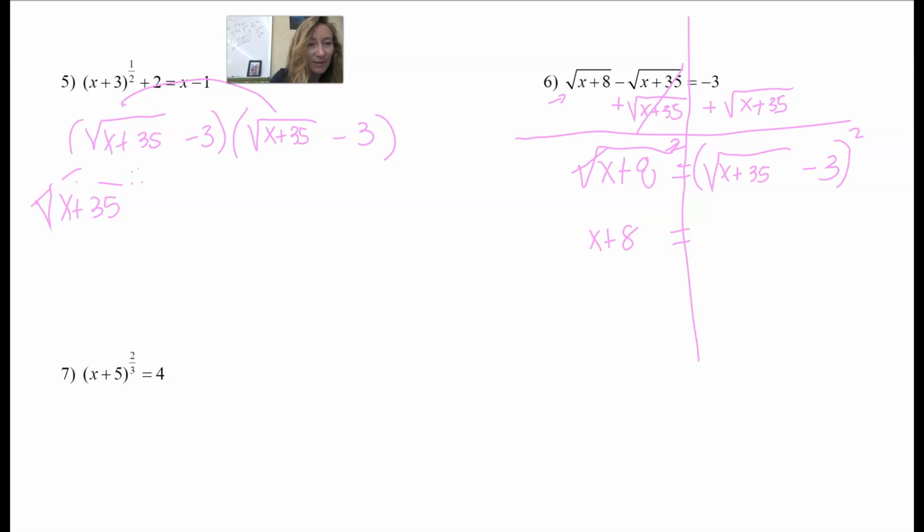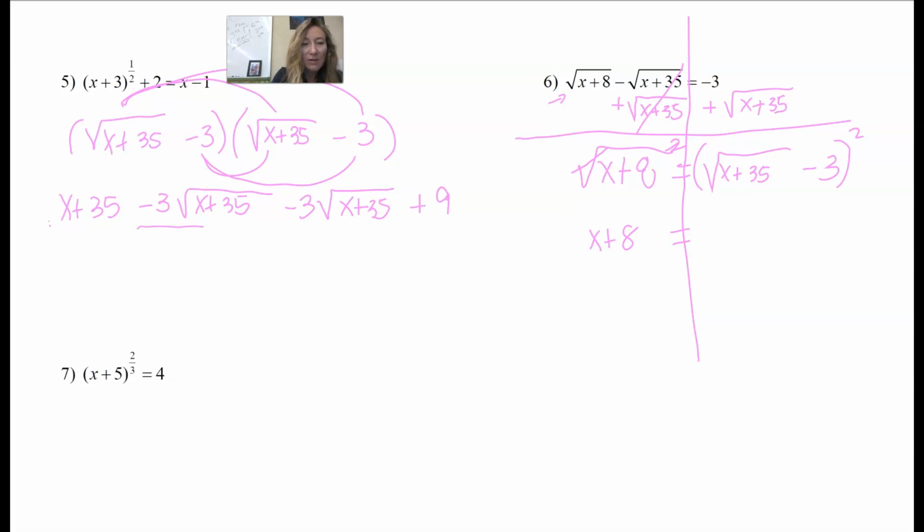I don't want those symbols there. So then I'm going to do over here minus 3. So that 3 is going to go on the outside. So it's going to be minus 3 rad x plus 35. Then I'm going to do the inside, and I get the same result. The 3 is on the outside, and then x plus 35. And then finally I do negative 3 times negative 3, which is positive 9.